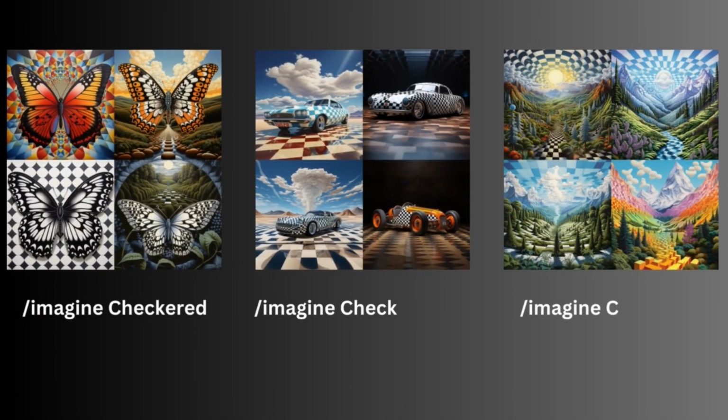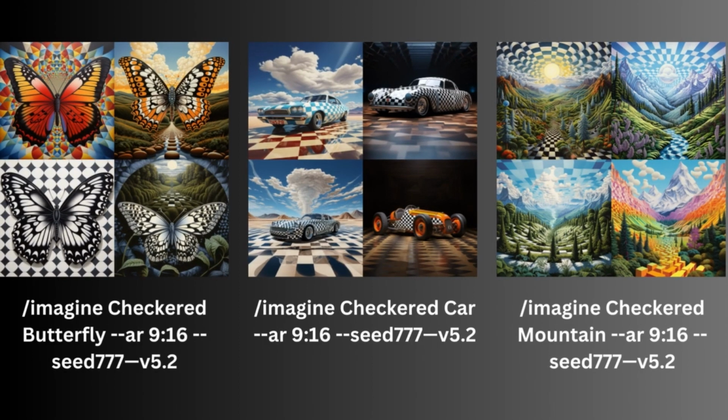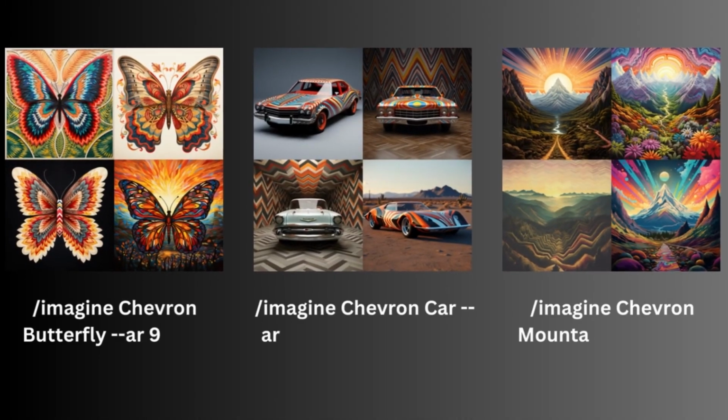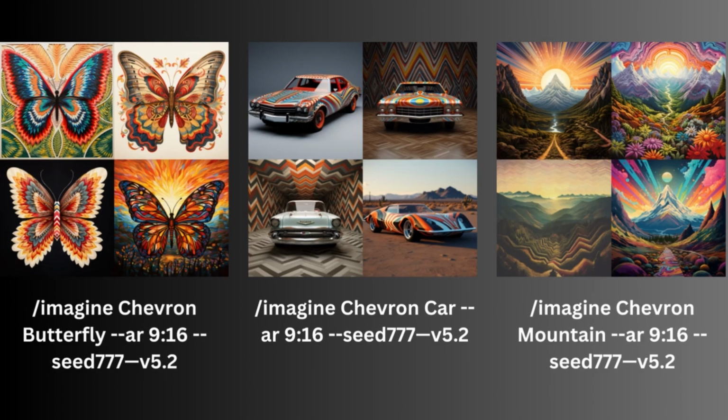Prepare for checkered patterns featuring alternating squares of color, forming a classic checkerboard look. And here come chevron patterns with their distinctive V-shaped motifs. They introduce a fascinating twist.